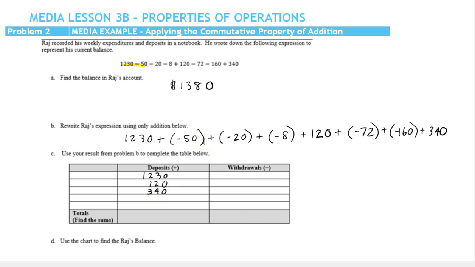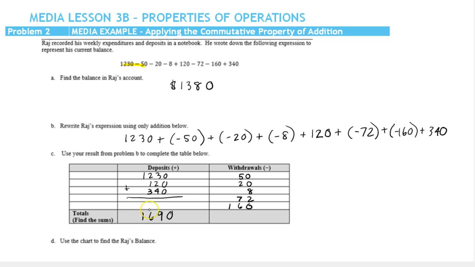For the withdrawals, these are negative numbers, but I'm just going to write them as positive numbers in a negative column. So we have 50, 20, 8, 72, and 160. Now let's find the sums. So I'm going to add these by column. So we have 0 ones, we have 4, 5, 6, 7, 8, 9 in the tens place, 6 in the hundreds place, and 1 in the thousands place.